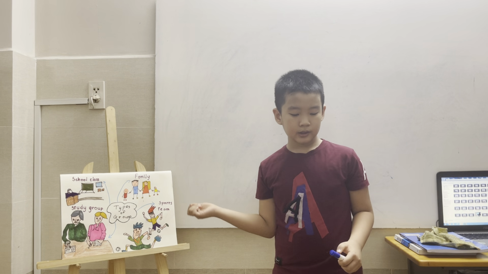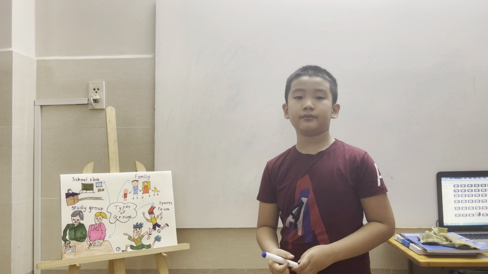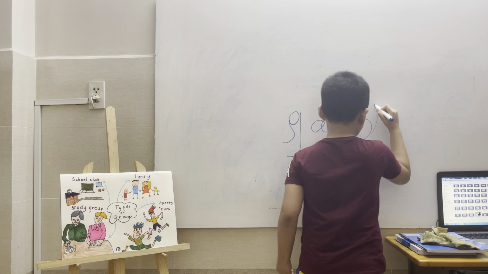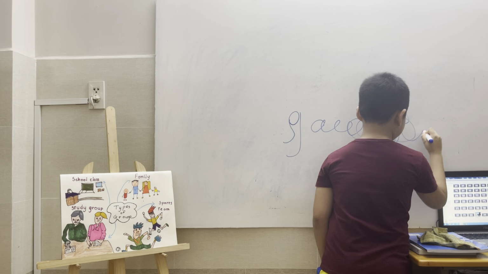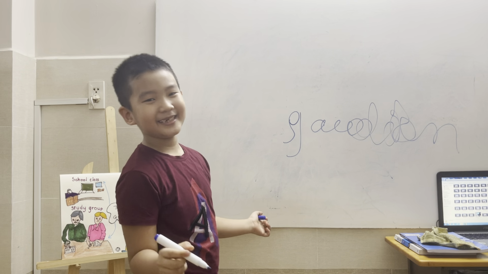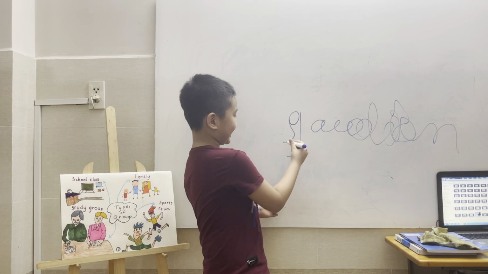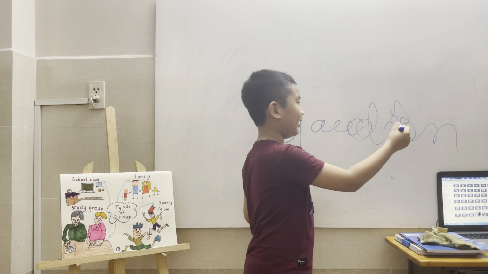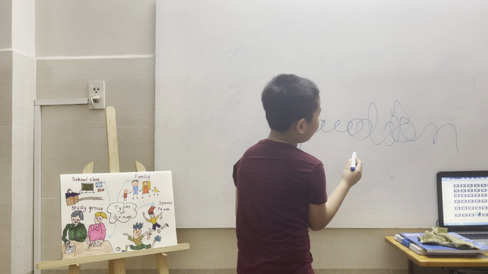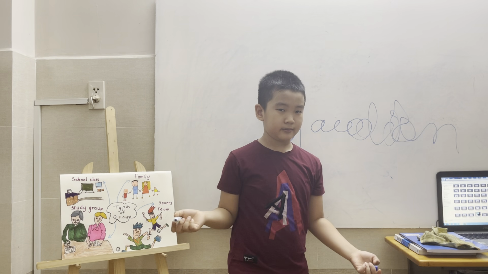Let's move on. What is the next one? It is guardian. Okay, this is the word guardian. Can you see my writing? Look on the board. It says guardian. Look up from your phone. It says guardian.